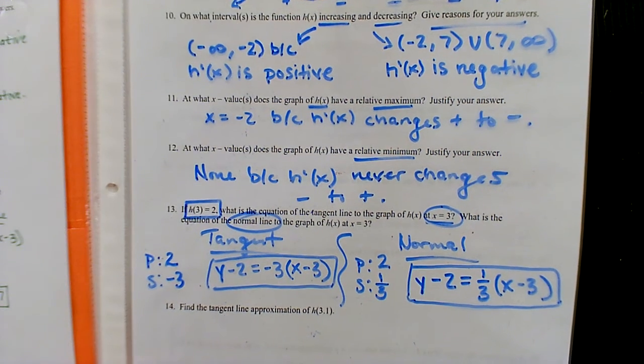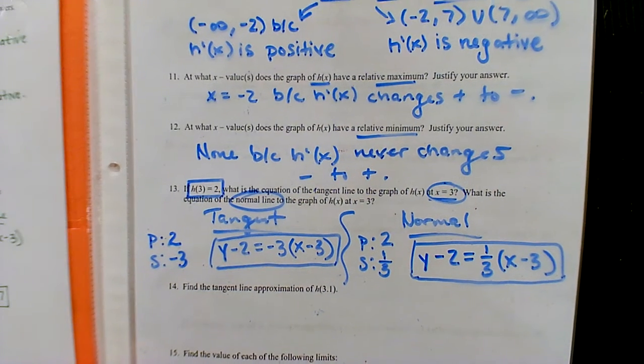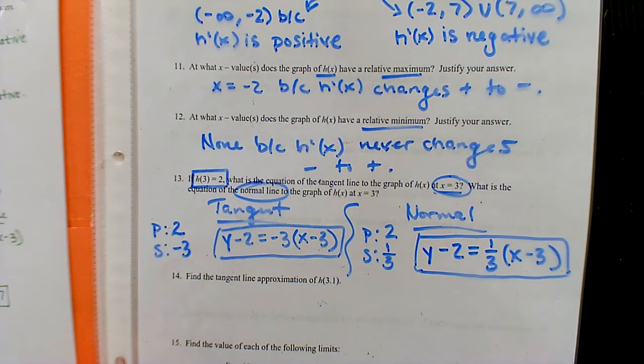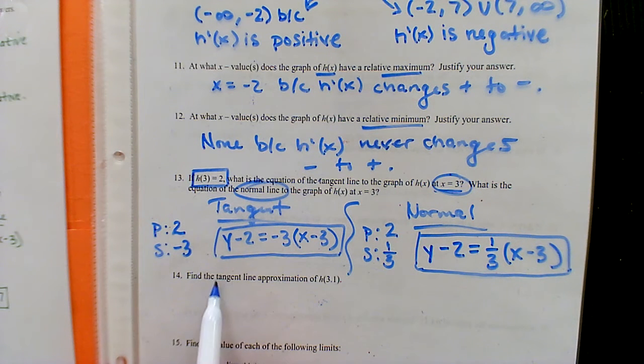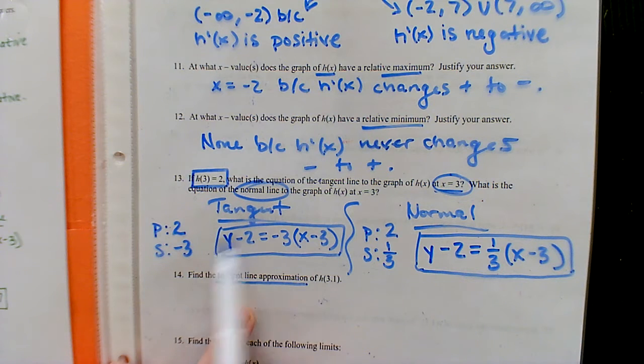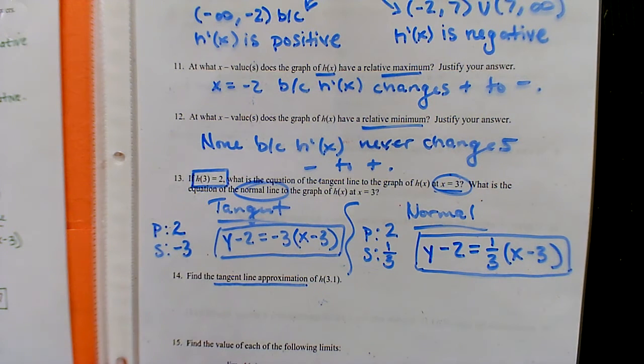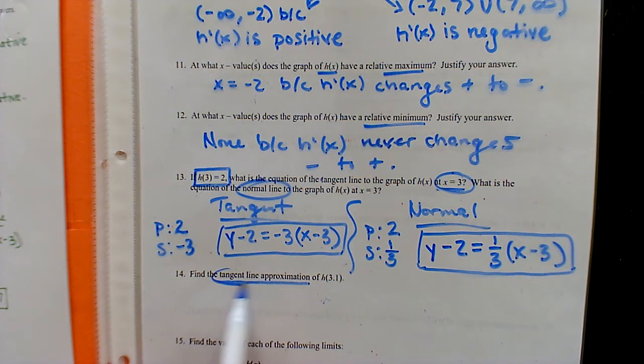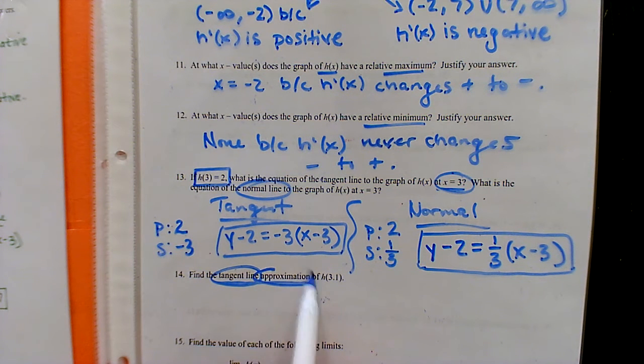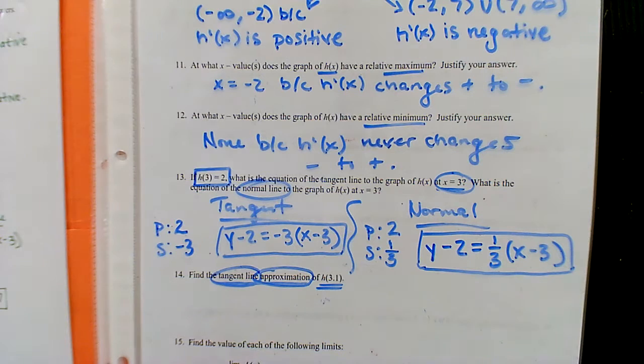All right, find the tangent line approximation of h of 3.1. We saw something like this yesterday. This was a little bit new to us. Okay, so tangent line approximation. We already know what the tangent line is, right? We have that equation. So don't overthink this. We're going to use the tangent line to roughly figure out, if we were to plug in 3.1 into the original function, what would we get out? We don't have the original function to actually test it, but the tangent line gives us a way to approximate it. Do we remember that concept from yesterday?